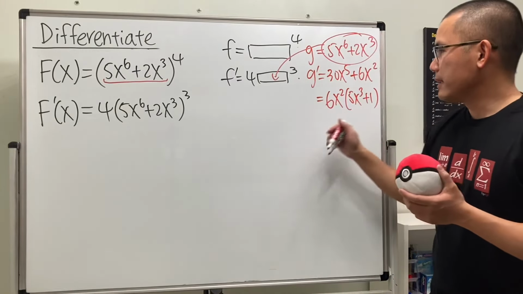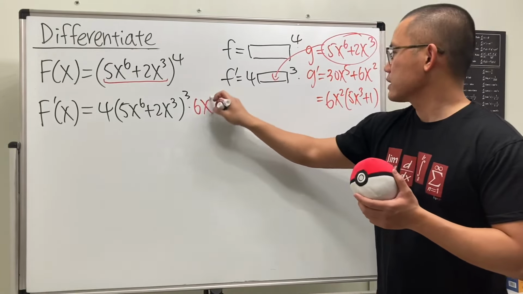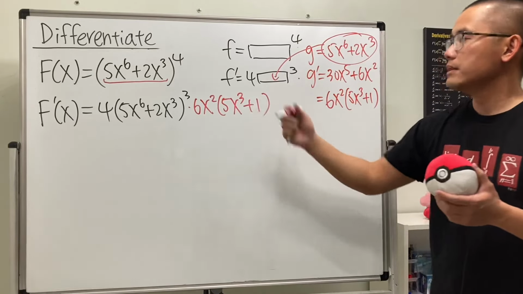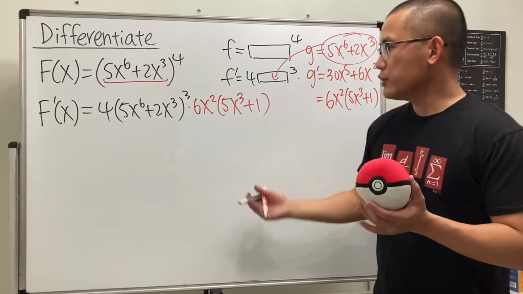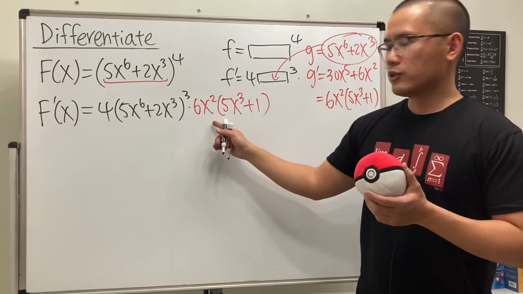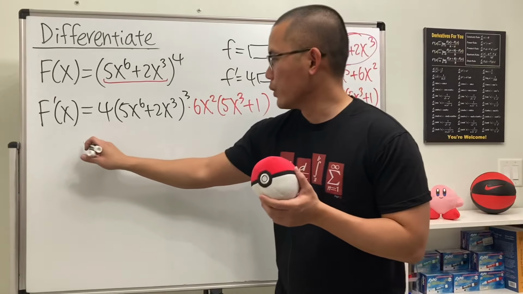So we will multiply by this, which is 6x^2 times (5x^3 + 1). Okay, that's pretty much it. But in the end, of course, we have 4 times 6. We can work that out. And we can also put the x^2 all the way in the front. So we will do that.